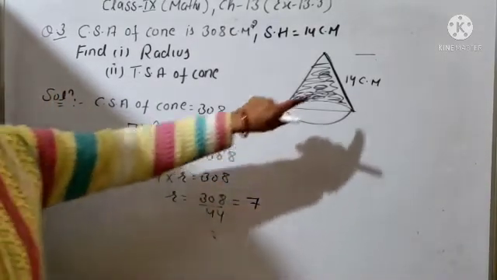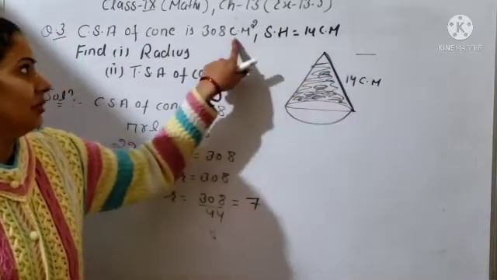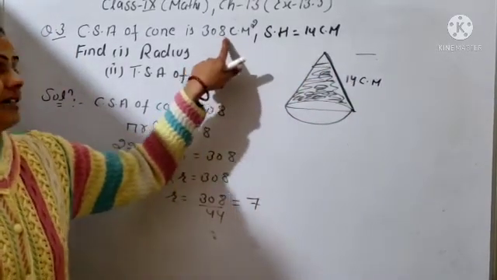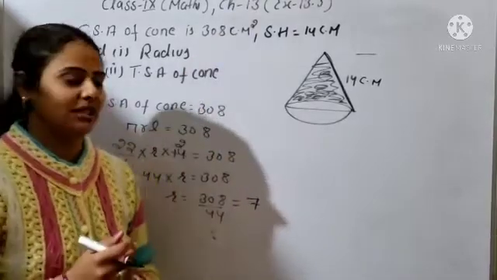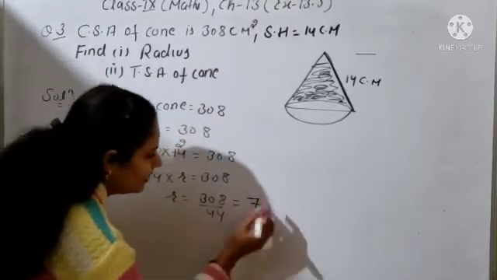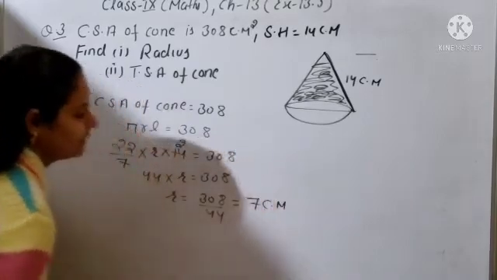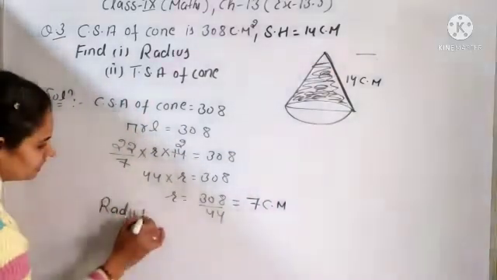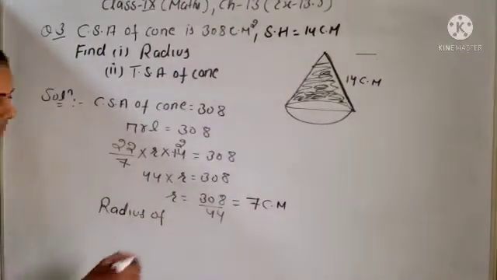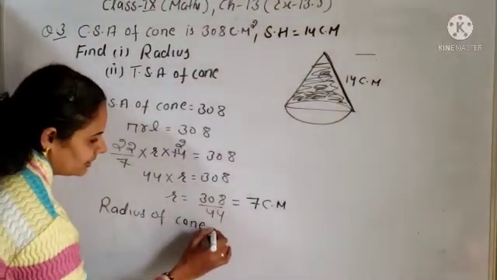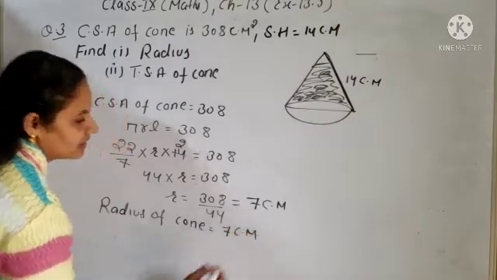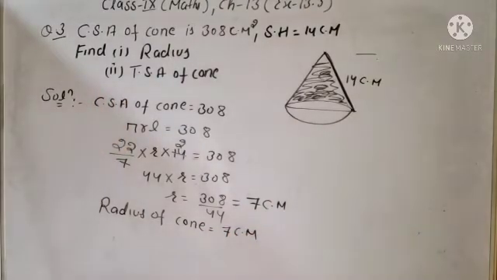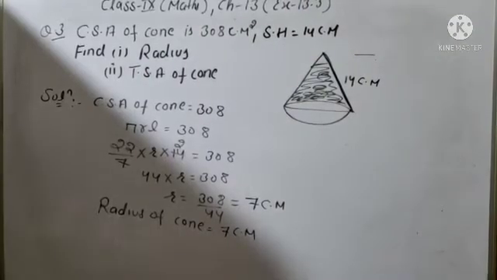Now the slant height is given in centimeter, and you can see here the curved surface area is also given in centimeter. So what will be the radius? The radius will also be in centimeter. So write down, radius will be equal to 7 centimeter. So this is your first part, the radius of the cone. Radius of the cone will be 7 centimeter. Okay. Now in the second part we will find out the total surface area. Yes. So this is the radius of the cone.